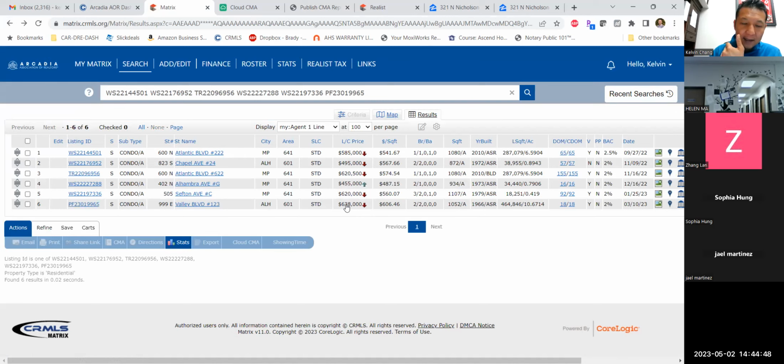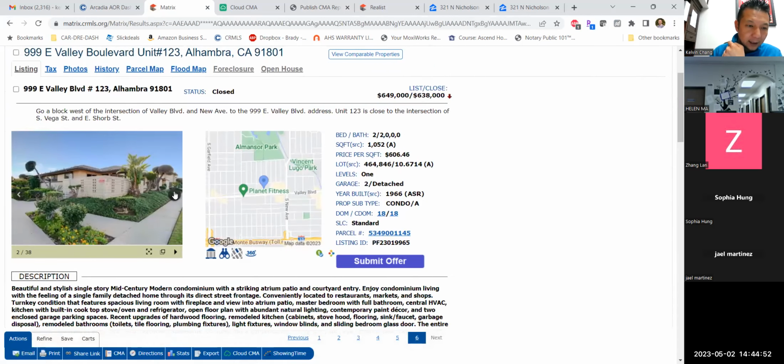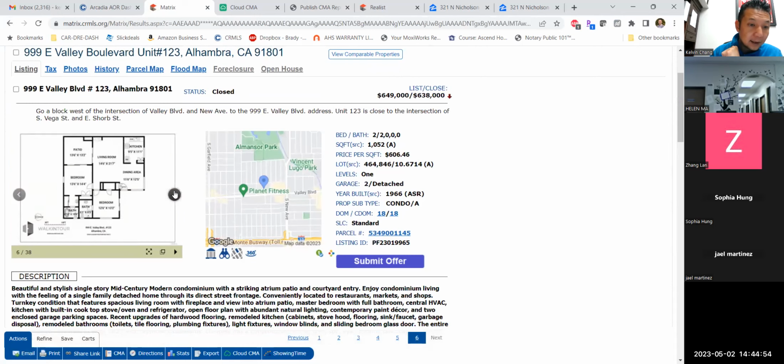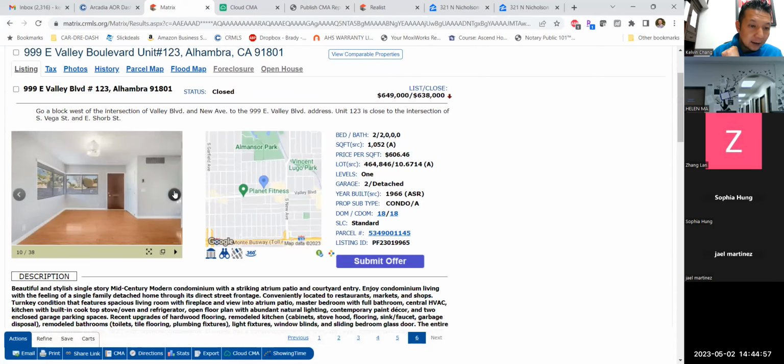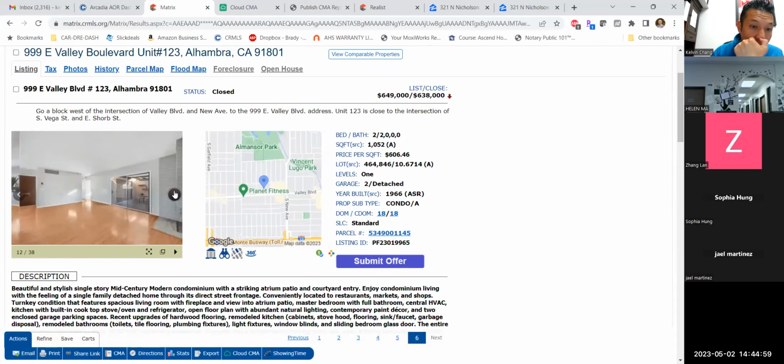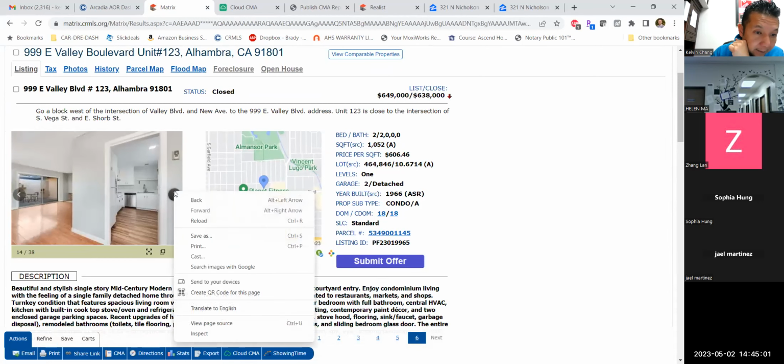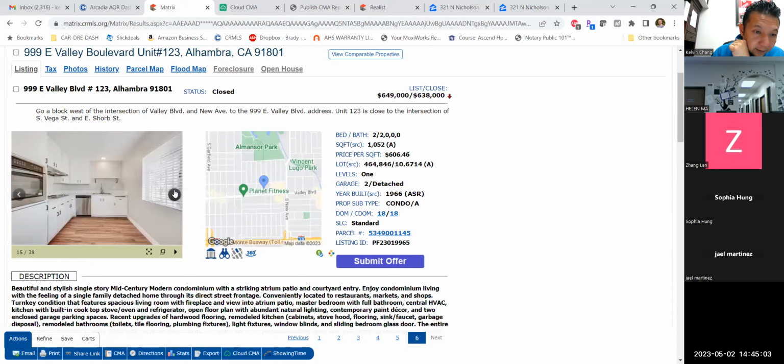They ended up selling at 638,000. Okay. So this comp looks like it has a little bit better flooring, a little bit better paint, nicer kitchen.